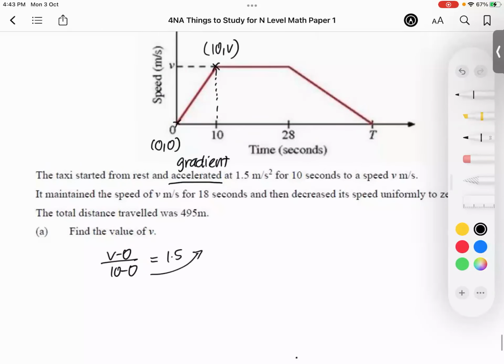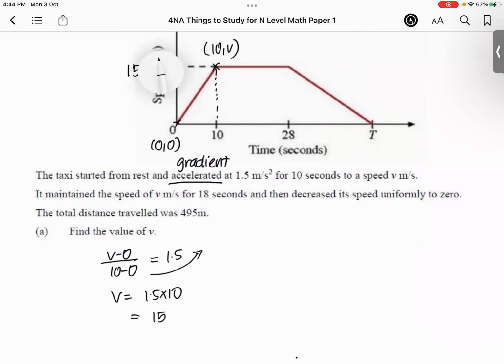Multiply the 10 across. V equals to 1.5 times 10. 15 meters per second. So find the value. Oh, sorry, they want the value. So just 15. So V is now 15. Okay, inside the number. Next, it travels for 18 seconds. So 18 seconds until here. Okay, and then decrease the speed to 0. The total distance traveled was 495.